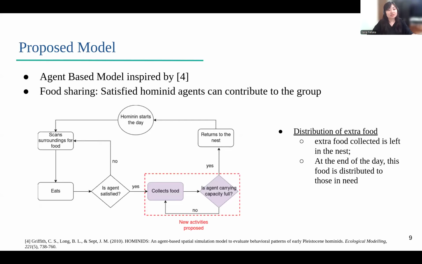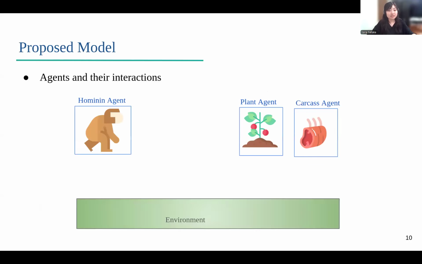About the distribution of extra food, the extra food collected for now is left in the nest. And at the end of the day, the food is distributed to those in need. So basically, for the proposed model, we have the agents that are the hominins, plants, and carcass.